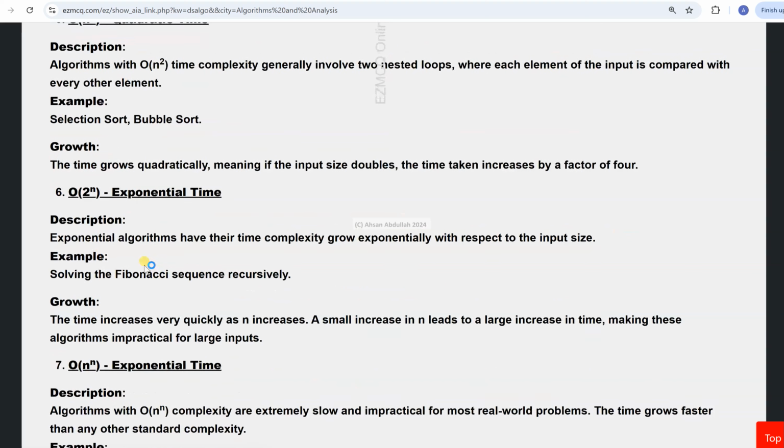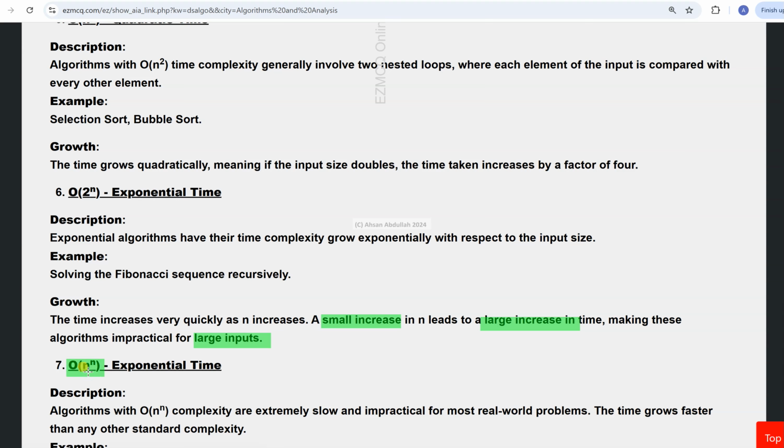All right. So order 2 power n, exponential time. Exponential algorithms have their time growing exponentially with respect to the input size. For example, solving the Fibonacci sequence recursively. A small increase results in a large increase in time, making these algorithms impractical for large inputs. Okay. And exponential time, again an example.